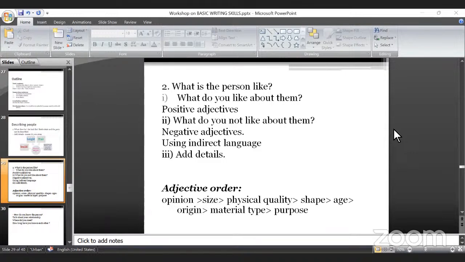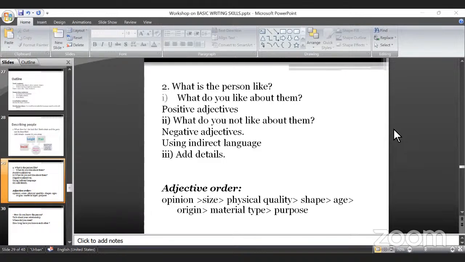Softening skills are very important when it comes to professional writing or writing in workplaces. But otherwise, it's okay. So using indirect language is something one must keep in mind when you talk about people's negative personality, especially if you're writing in professional domains. In other forms of writing, it's all right. Third thing, add details. You could again use a lot of adjectives to talk about further details that you want to write about the person.